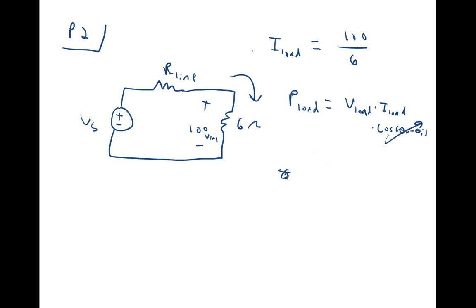Now, we also can determine an expression for the power in the line. And the power in the line is going to depend on the resistance of the line. And so the power going into the line is going to be the current through it times the voltage across it, or another way to write that is the current squared times R line.